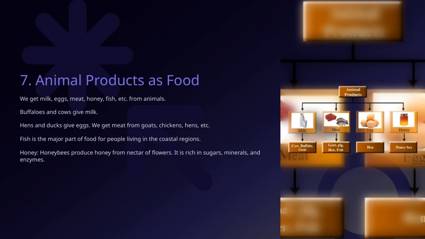And then there's honey, which is produced by honeybees from the nectar of flowers. Honey is not just sweet, it's also rich in sugars, minerals, and enzymes that are beneficial to us. So, in essence, animals contribute a diverse array of foods that are crucial to our nutrition and daily lives. This highlights how interconnected we are with the animal kingdom when it comes to our food sources.